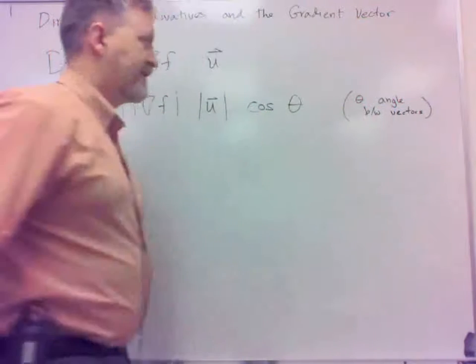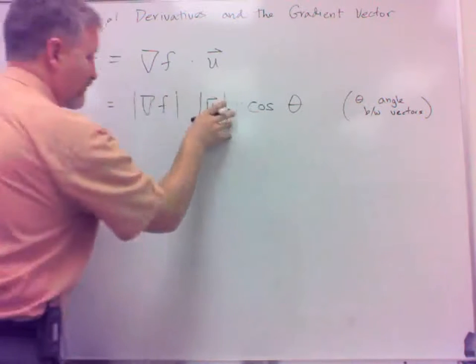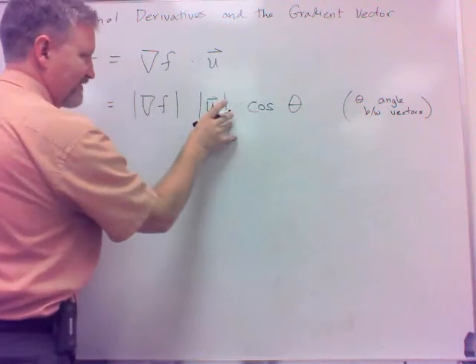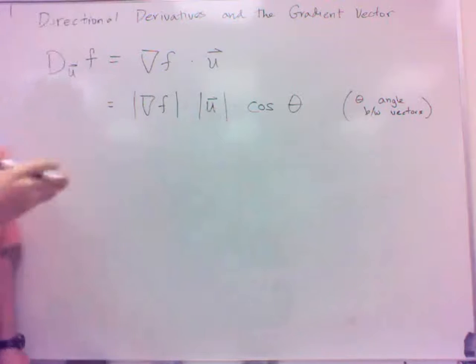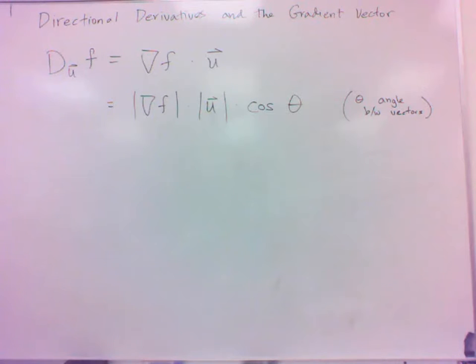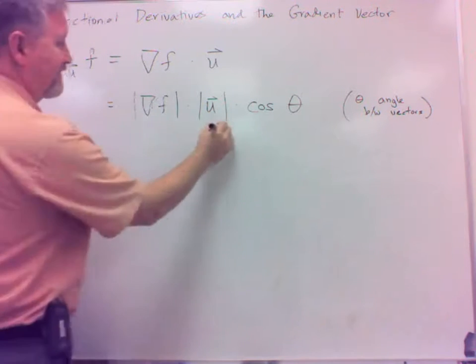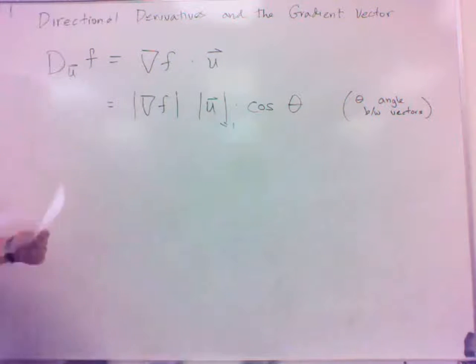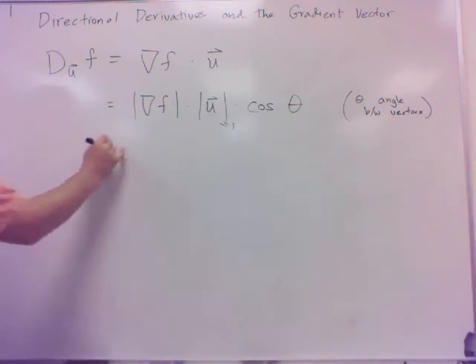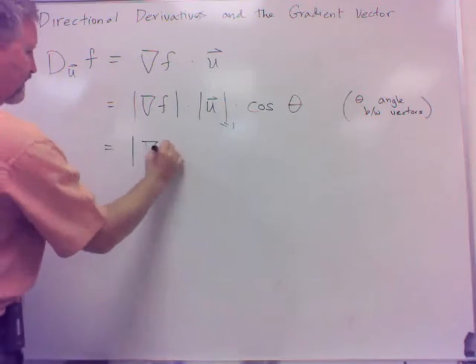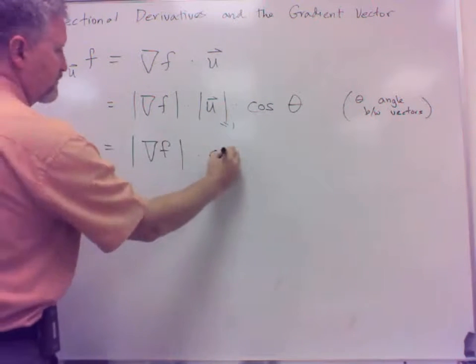Now, what's the magnitude of u? It's a unit vector, so what's the length? It's 1, right? Since u is a unit vector, its magnitude is 1 by design. And so the directional derivative is just the magnitude of the gradient times the cosine of the angle between them.